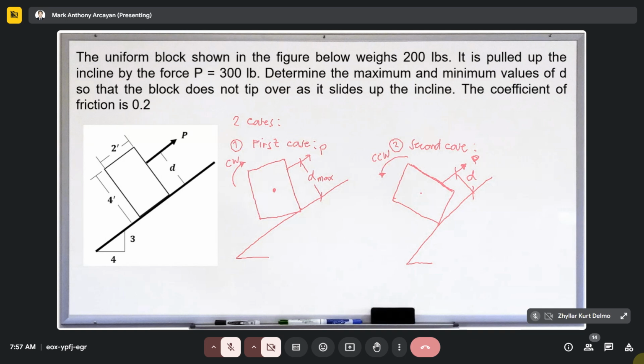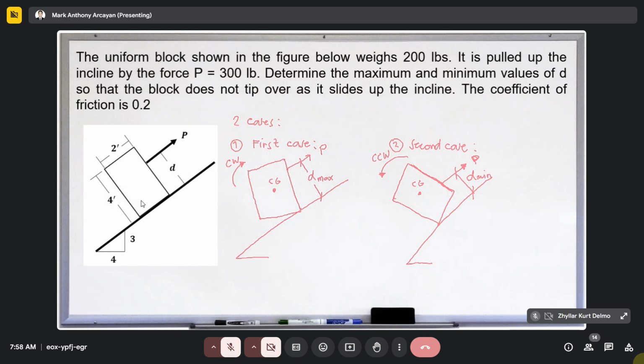That is what will happen. It's like the position of P is now below the center of gravity. Here, we can calculate the minimum value of our D. And these two cases are what we will consider when we analyze this rigid body. It's a rigid body because the dimensions of this body are very significant when we do the summation of moments later.